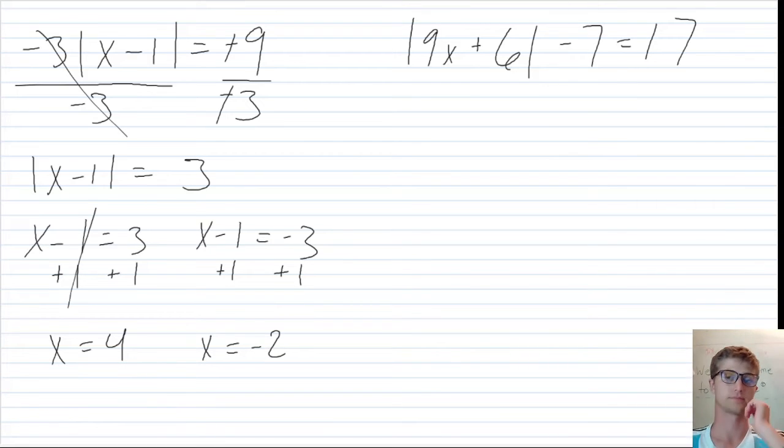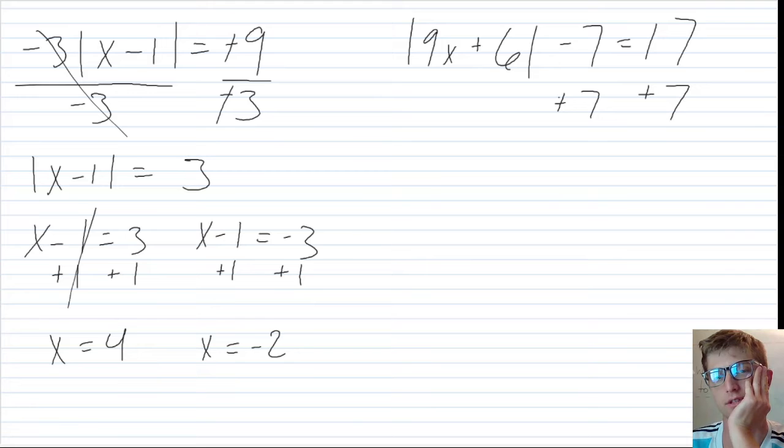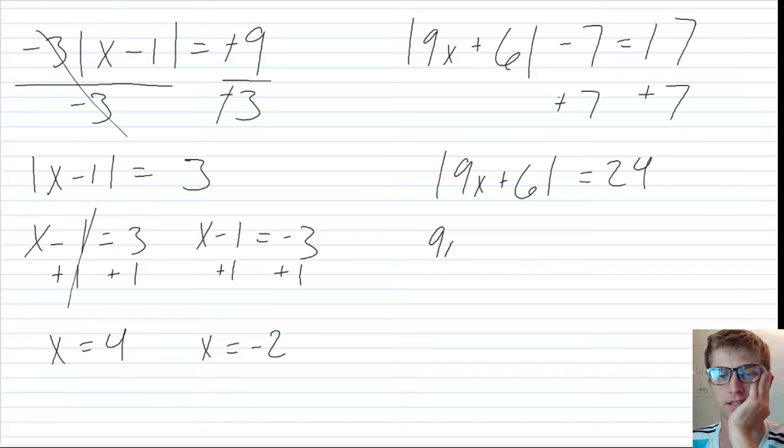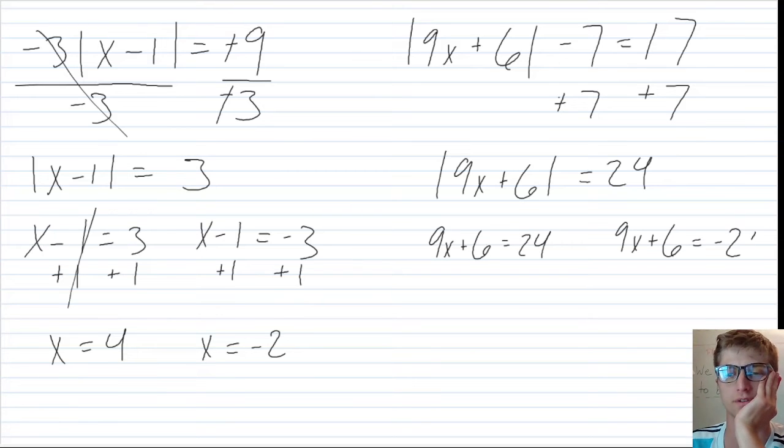Alright. We've got to get the absolute value by itself. Right now, it's being subtracted by 7. What we do to one side, we'll do to the other. We're left with the absolute value of 9x plus 6 equals 24. Now we can split: 9x plus 6 equals 24, and 9x plus 6 equals -24. Subtract 6.